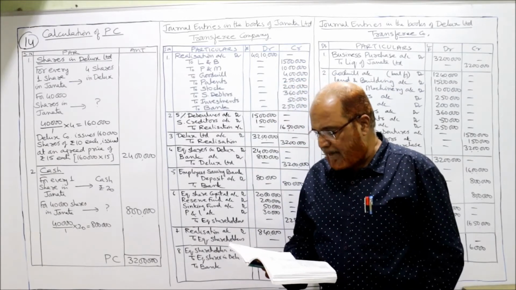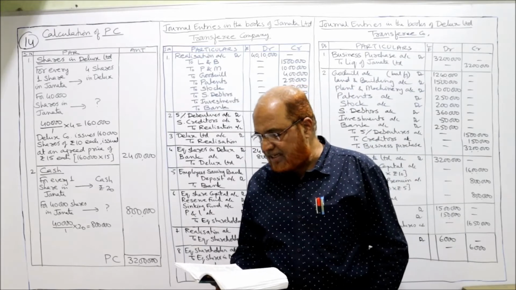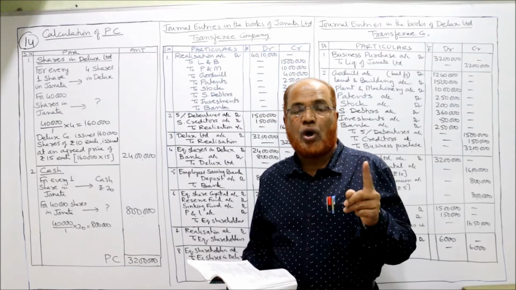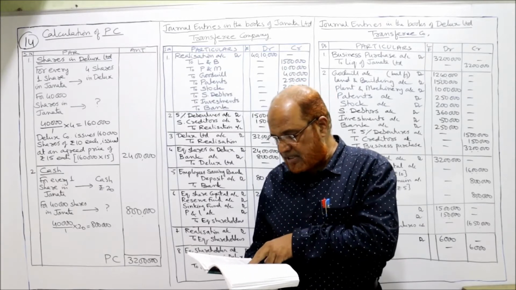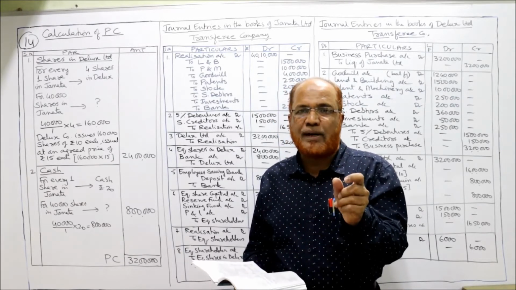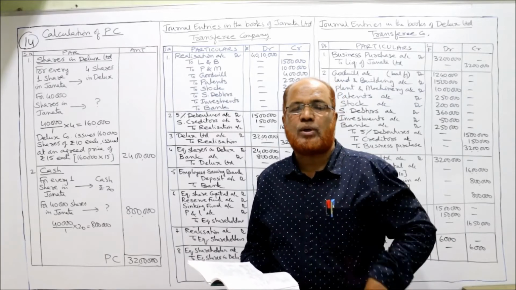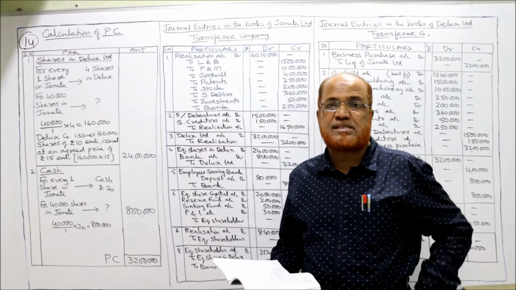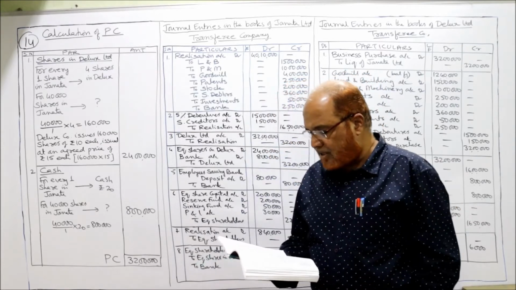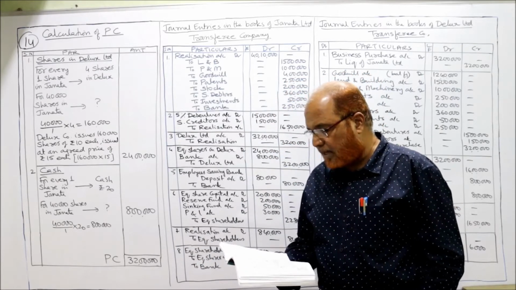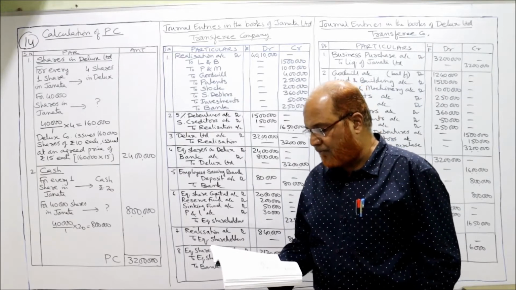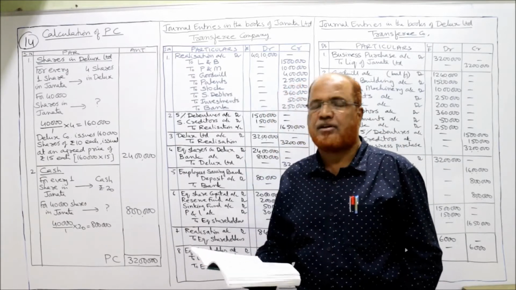Now, and to pay a sum of rupees 20 per share in cash. Per share 20 rupees. So how many shares are there in Janata Limited? You can see the balance sheet, 40,000 shares are there. So per share 20 rupees. So 40,000 into 20, 8 lakh rupees cash will be paid by Deluxe Limited. And 4 fully paid shares of 10 each in the Deluxe Company Limited at the market price of 15 per share in Janata Company Limited.